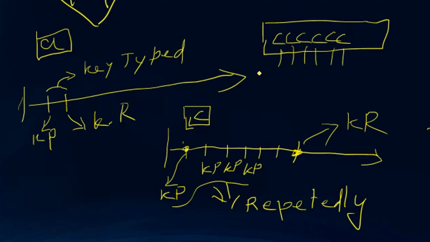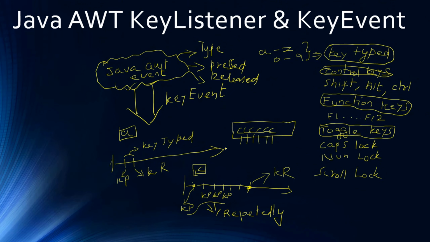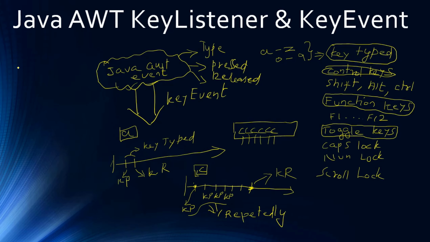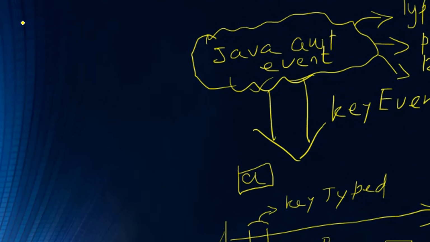Alright, now let us look at the KeyListener. The KeyListener provides three types of handlers, and those handlers are keyTyped, then you will get keyPressed as well as keyReleased.